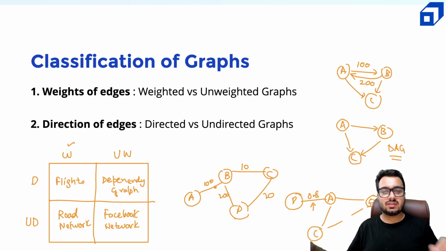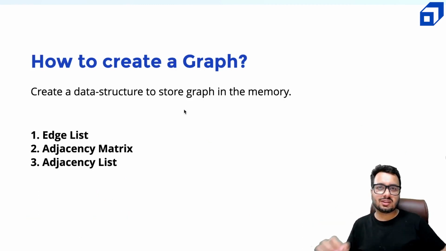So I hope classification of graphs is clear through these examples. And next we will dive into the implementation, how to create a graph and store it on your RAM. Now the next question arises, how do we actually create this data structure and how do we work with it?